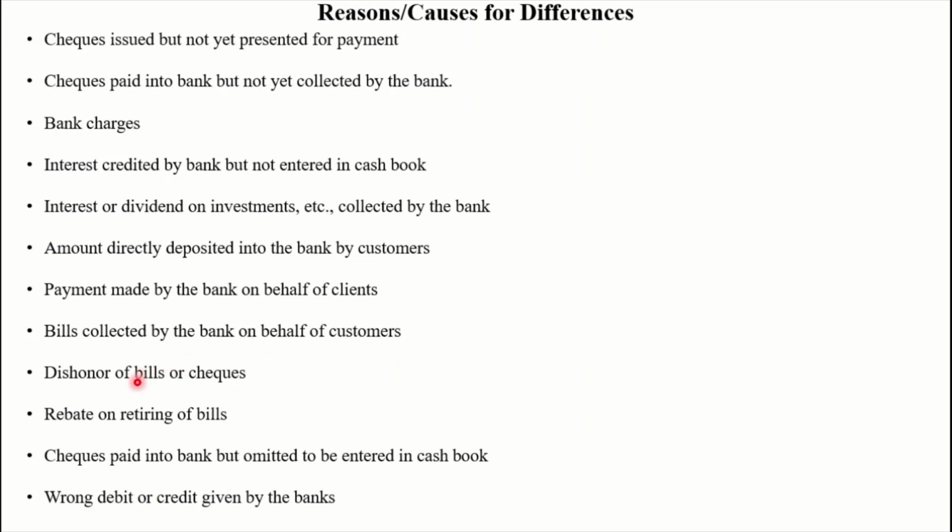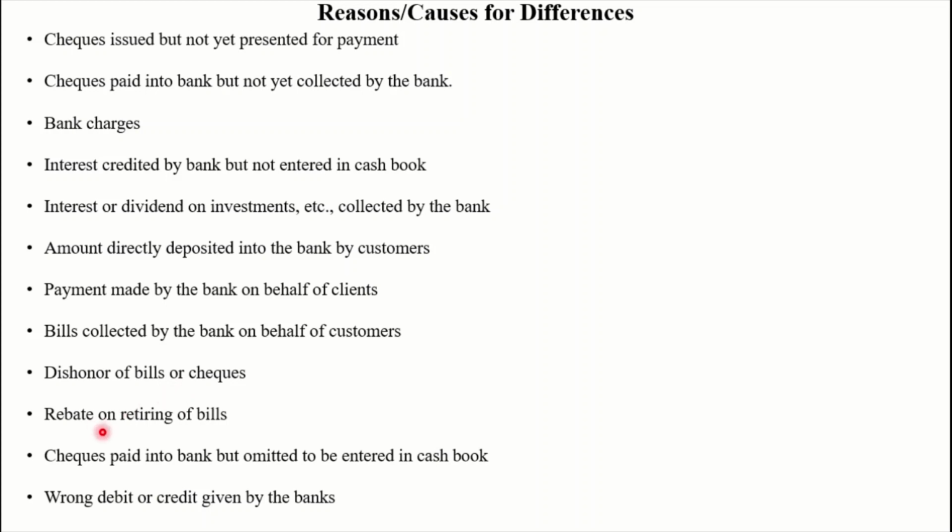Another reason is dishonor of a bill or check. When the businessman sends the bill or check to the bank for realization, he enters them on the debit side of his cash book and thus increases the bank balance. But the bank does not make any entry in the customer's account if these are dishonored. This is another cause of difference between the two balances, that is, the bank column of the cash book and the bank statement or passbook of the customer.